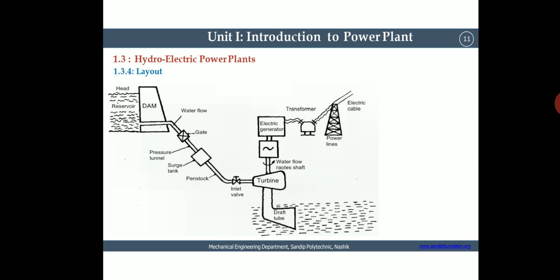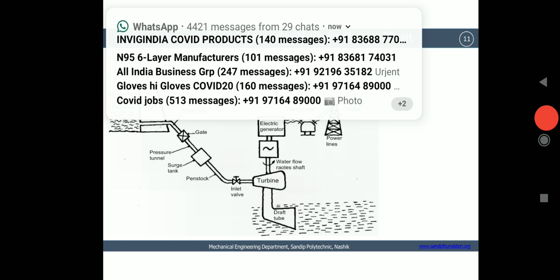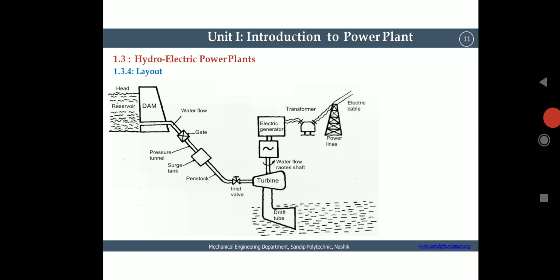So in the figure you can see the water is at a certain height and a penstock is mounted below the dam. So water flows from the reservoir. Depending upon the head, the power is produced. You have seen low head plants, medium head plants, and high head plants. From this, the water flows to the gate, to the surge tank.